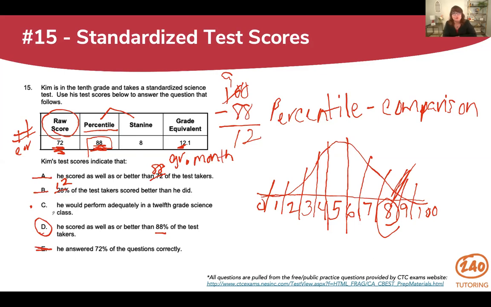Now, a lot of people will stop reading at C and select C because it seems reasonable. And it does, but "adequately" is vague. We cannot prove that based on this. Because are we dropping him in the middle of a 12th grade science class? Is it month 6? Well, then he's behind everybody else and he's probably not going to perform adequately. We don't have enough data and information to choose C. We can prove answer choice D. So in this case, D is correct.